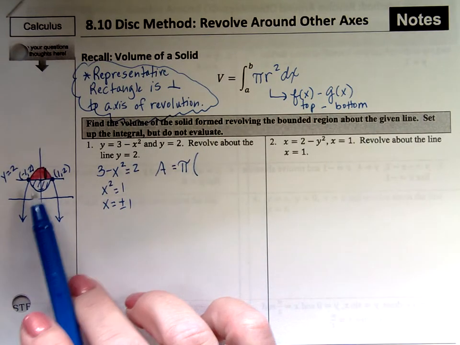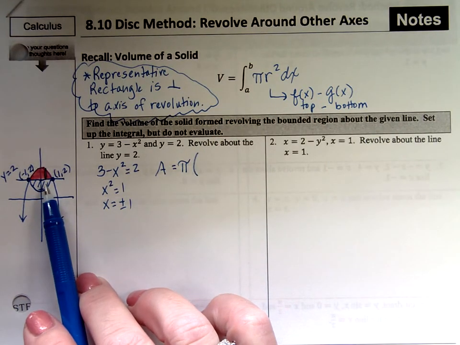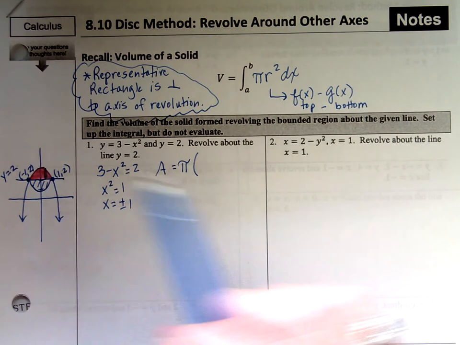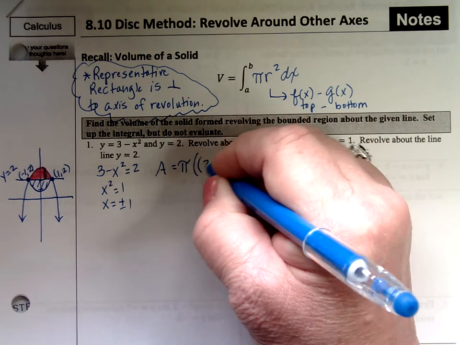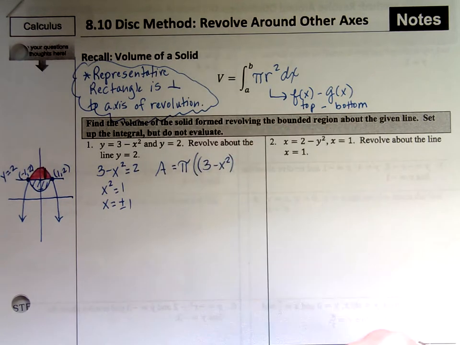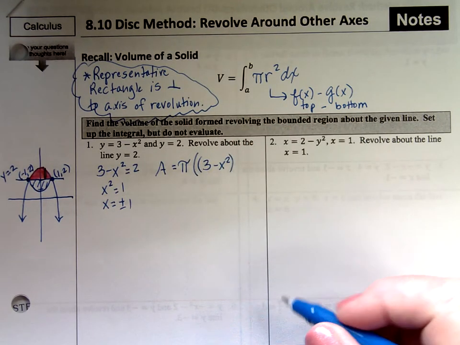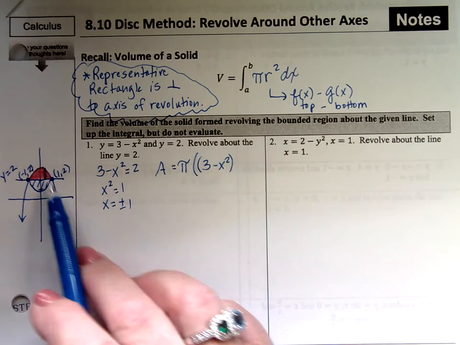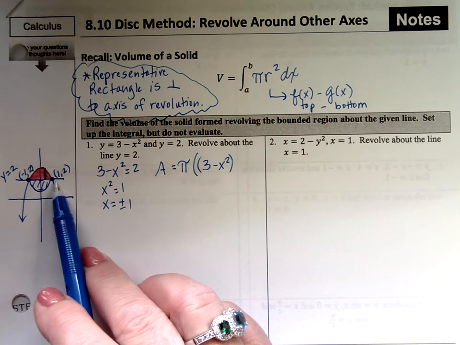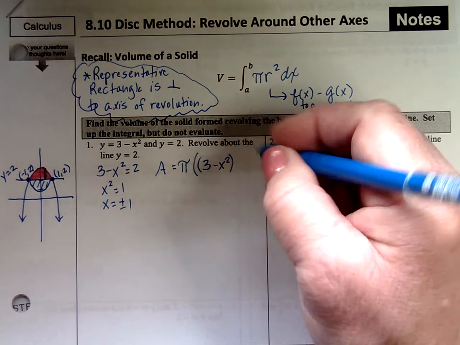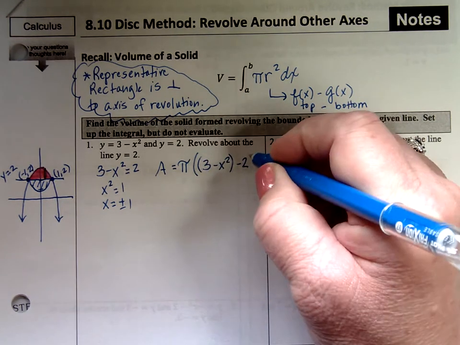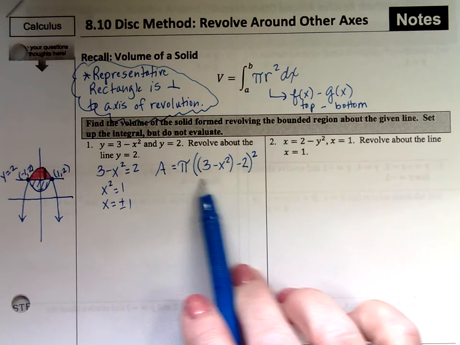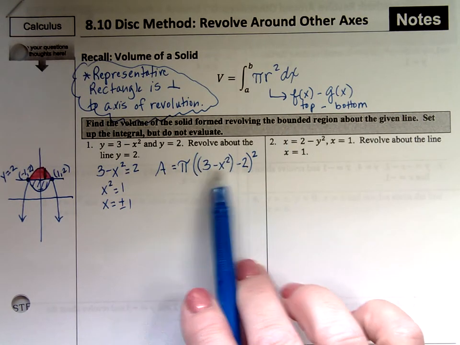Well, here's where your rectangle comes into play. What does the top of the rectangle hit? And you say the parabola. And I say, yep, 3 minus x squared. And then where does the bottom of the rectangle hit? And you say the line y equals 2. So I need 3 x squared minus 2, top minus bottom, quantity squared, right? Pi r squared. This is my radius, f of x minus g of x, top minus bottom.